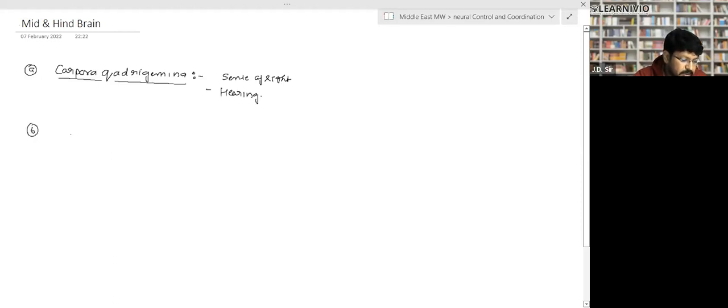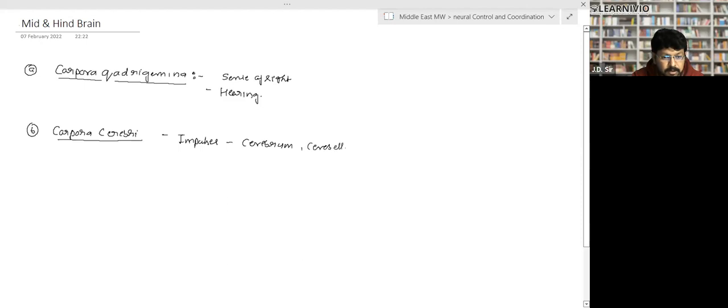The second part is corpora cerebri. They relay impulses back and forth between cerebrum, cerebellum, pons and medulla. Let's stop.